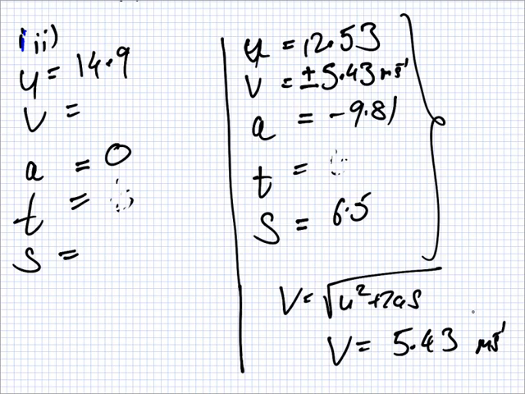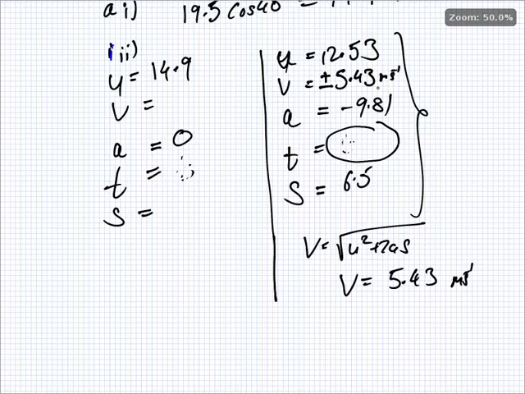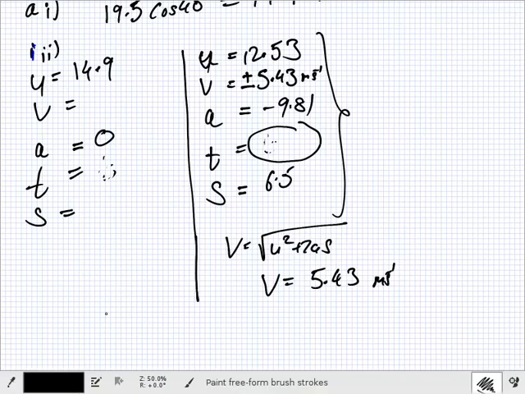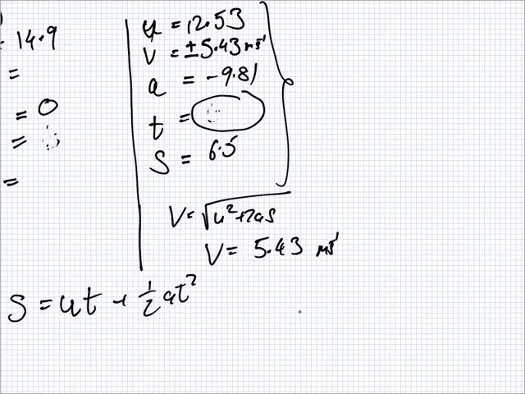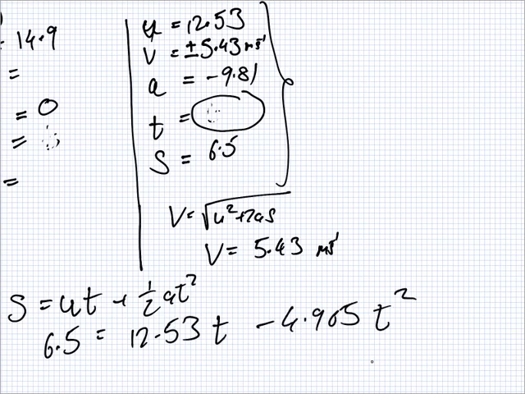What are the two possible times? Well, again, that's not so difficult because we just have to find t now. So what formula should we use? S equals ut plus a half at squared. Now, why are there two answers for time? What type of equation will this be? A quadratic. So it makes sense that there's two time answers, doesn't it? So you have 6.5 equals 12.53t minus 4.905t squared. Is that okay?